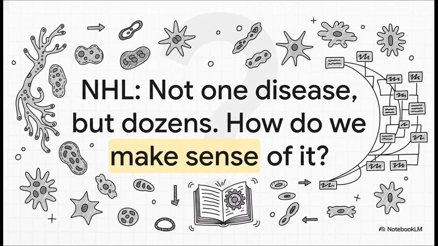The term non-Hodgkin lymphoma, or NHL, is not one single disease, not even close. It's actually a huge umbrella term for over 60 different types of cancers of the lymphatic system. So the central problem for doctors and pathologists is, how do you bring order to that chaos? How do you classify them in a way that actually tells you something useful about how they'll behave and how to treat them? The answer isn't just memorizing a long list.